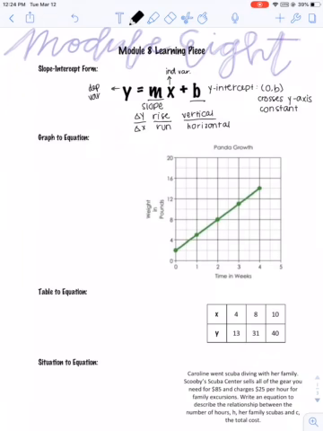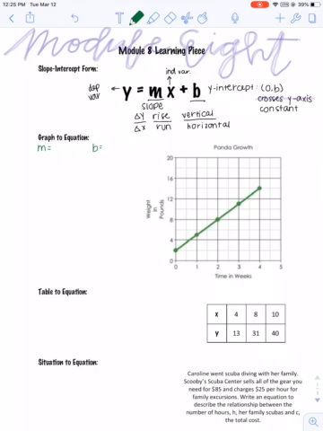All right, let's look at this graph and see if we can figure out the equation for it. So my first step is going to be to figure out the slope and the y-intercept. And y-intercepts are really easy to identify because it crosses the y-axis, so you can visually see your y-intercept value.